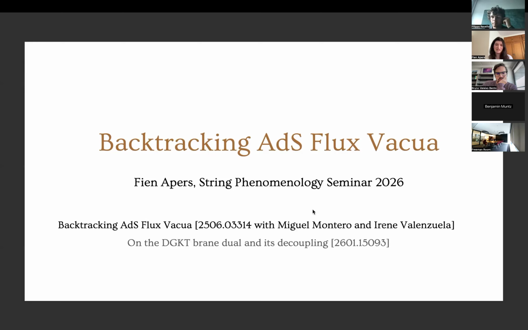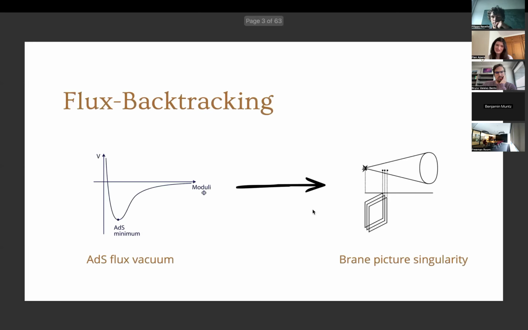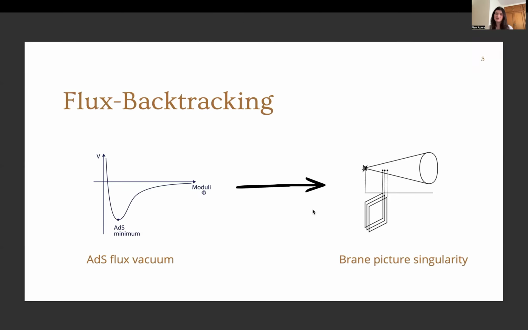So just to explain the title, backtracking AdS vacua, or flux backtracking, is the algorithm with which we start with some AdS flux vacuum. And then as an output, we get a singularity in a brane picture, the D-branes on which the holographic dual of these AdS vacua will live.